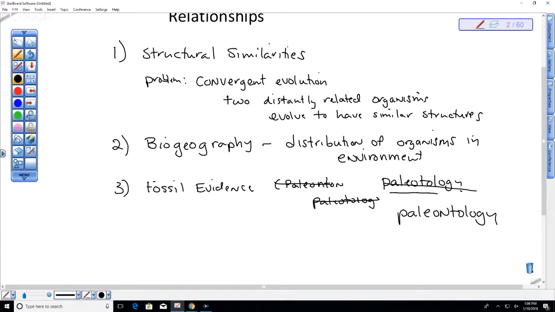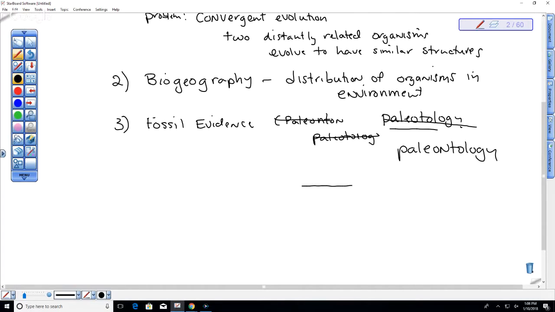Okay, so fossil evidence. When we look at the fossil history in rocks, what tends to happen is that you get layers. The layer that is closest to the surface tends to be the youngest layer of the rocks. And this is oldest. So as you move down through the rock layers, the rocks become older. And this is specifically when we have sediments laying one upon the other.